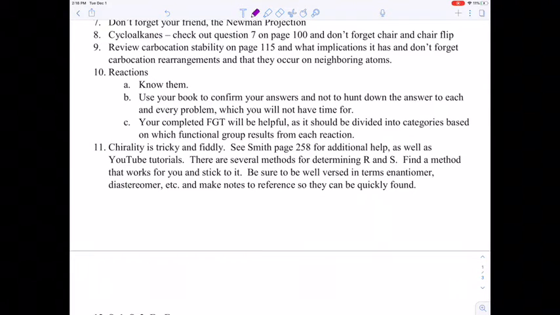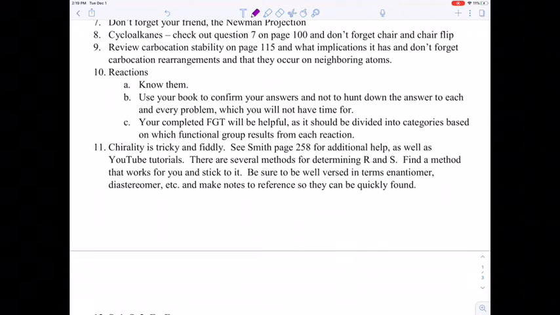Review carbocation stability, that's on page 115, and what implications carbocation stability has on all sorts of things. Don't forget carbocation rearrangements, and that they occur only on neighboring atoms. Reactions, there are lots of reactions, so first know them.